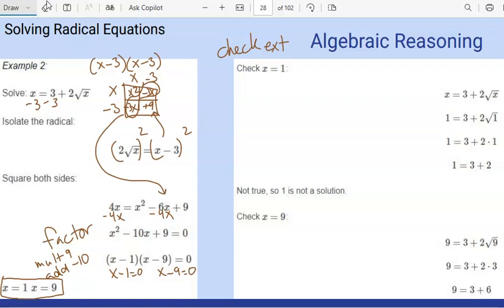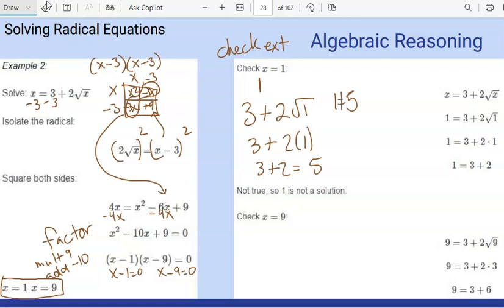The first one, we're going to check x equals 1. On the left side of the original equation, we just have a 1. Let's check the right side. 3 plus 2 square root of 1. 3 plus 2 times 1. 3 plus 2 equals 5. Well, 1 doesn't equal 5, so that means 1 is not a solution. 1 is extraneous.